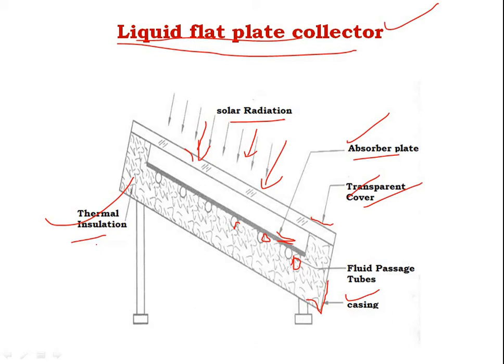All the above components of the collector are protected by a tight container or a box as shown. The characteristics of a flat plate collector are as follows. It absorbs both direct and diffuse radiation.